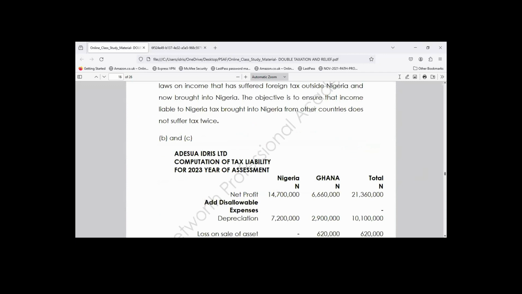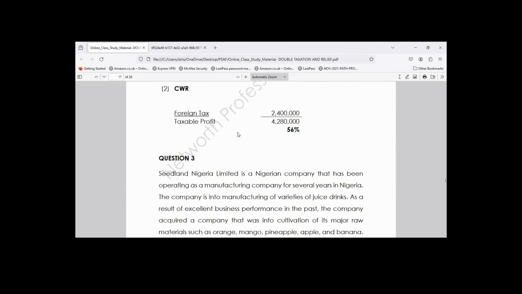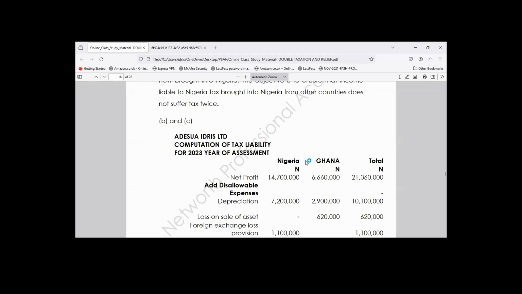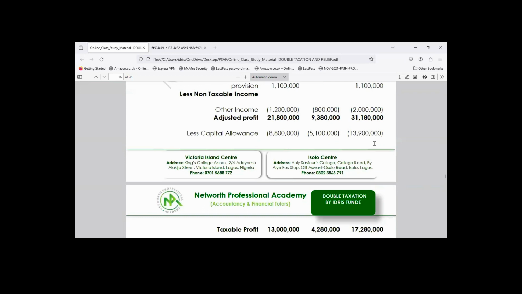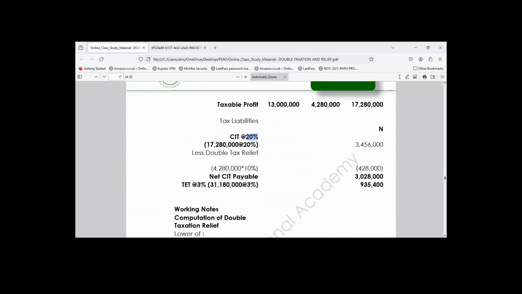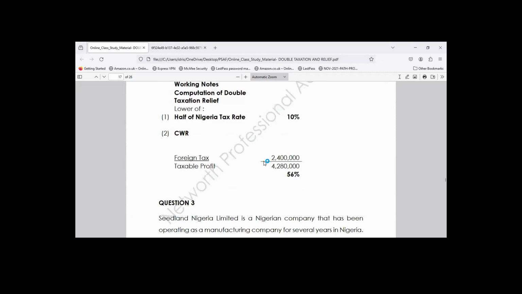Now, go back to our Commonwealth rates. Taxable profit on foreign business. Out of these two businesses, which one is foreign business? The Ghana business is the foreign business. So taxable profit of foreign business is 4,280,000. So my foreign tax paid will be 2.4 million over 4,280,000. If I times it by 100, it's going to give me 56%.